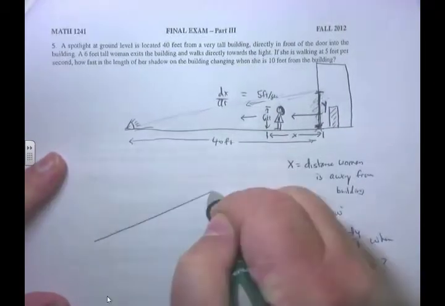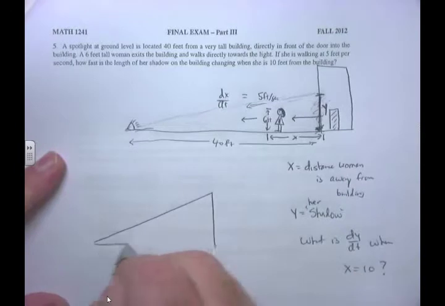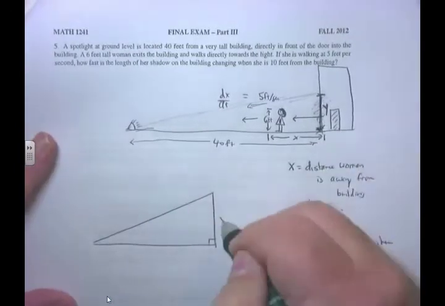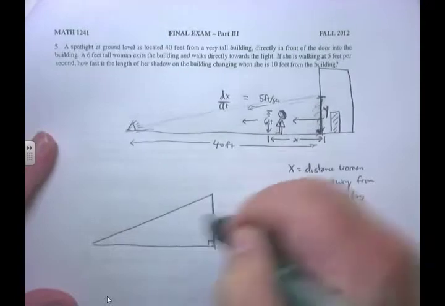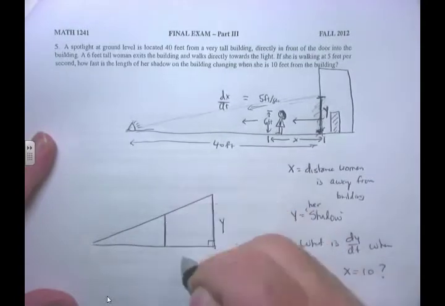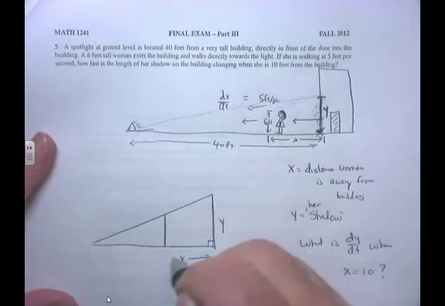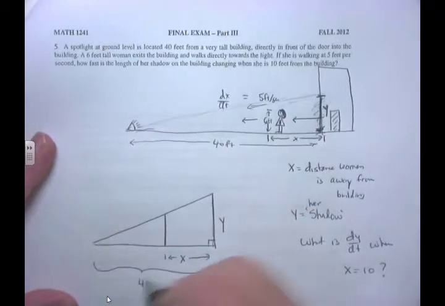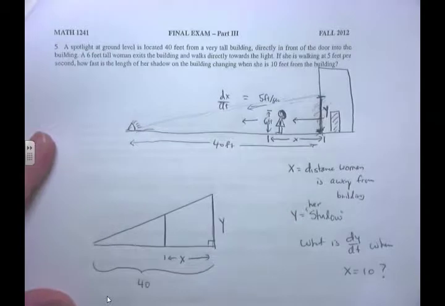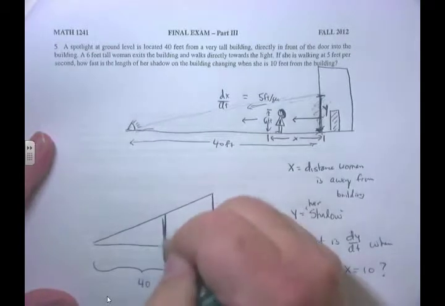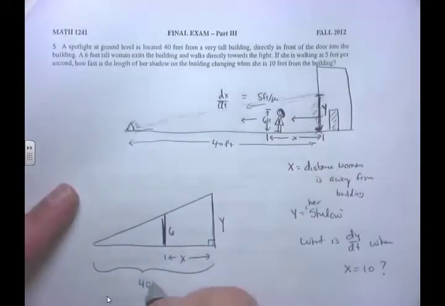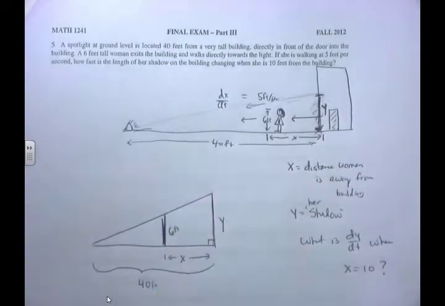I'm going to redraw this as nothing but triangles so you guys can see it better. I see right triangles. This is Y. This is the building. Right here, this was X. This was 40. Are you with me so far? And what is this right here? That's her, and that's 6. And yeah, you're right, these are all in feet. Does that make sense?